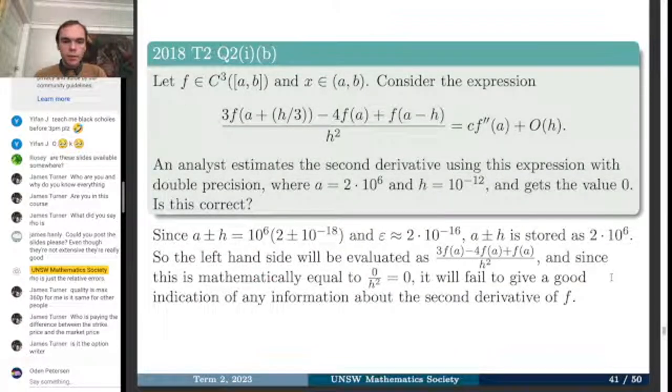So this question had a second part, which was thinking more computationally about the problem. And so we're going to set h equal to 10 to the minus 12, and a is 2 times 10 to the minus 6.